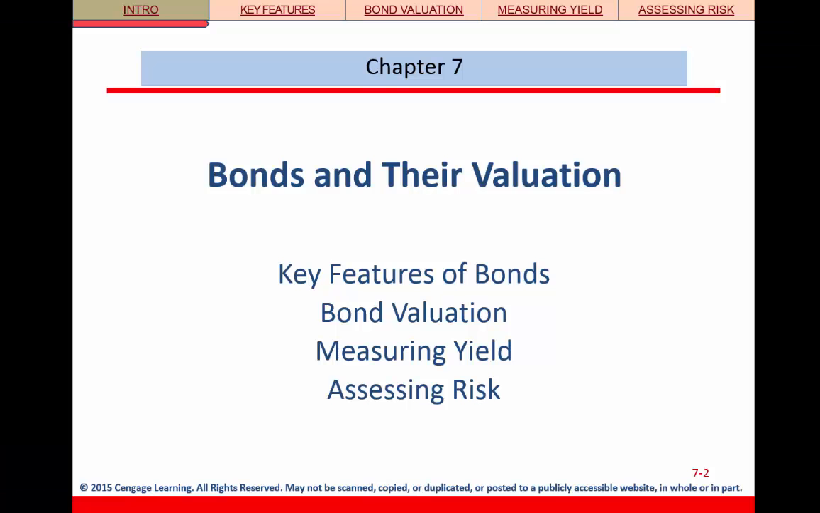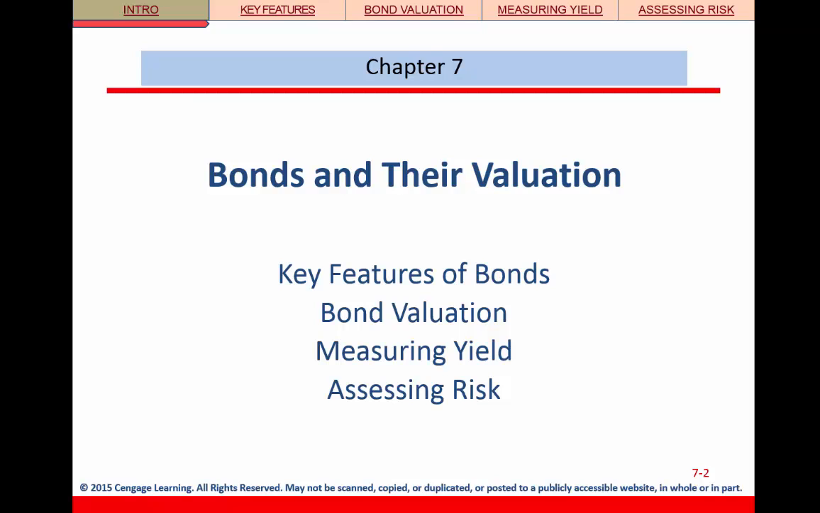Today, we're going to talk about Chapter 7. Some of the main objectives for this chapter are the following. The first one is we want to identify the different features of corporate and government bonds, and that just means, how are we going to describe the bonds in terms of the coupon rates, the time to maturity, the yield to maturity, things like that.